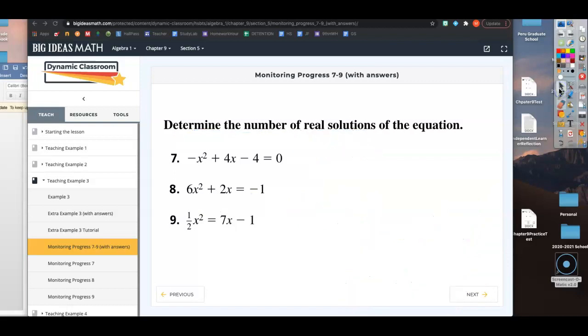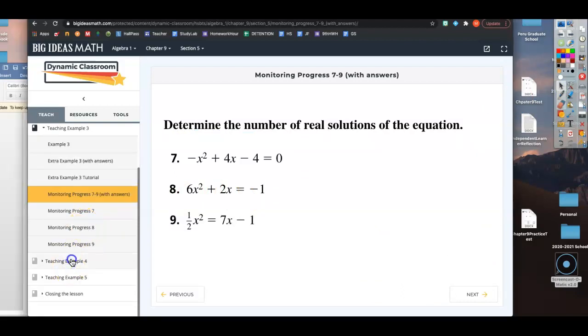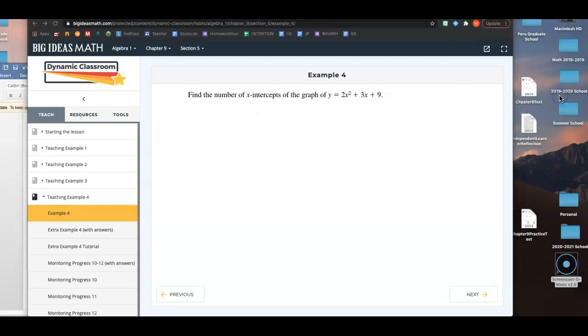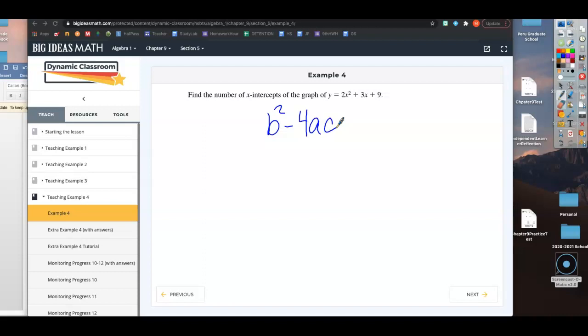The next set of examples, I'm not going to go through step by step because it's the exact same thing. It just has a little different wording on the instructions. It says find the number of x-intercepts. Well, your solutions are your x-intercepts. So the number of x-intercepts is the same thing as the number of solutions. I'm still going to use the b squared minus 4 times a times c for those ones as well.